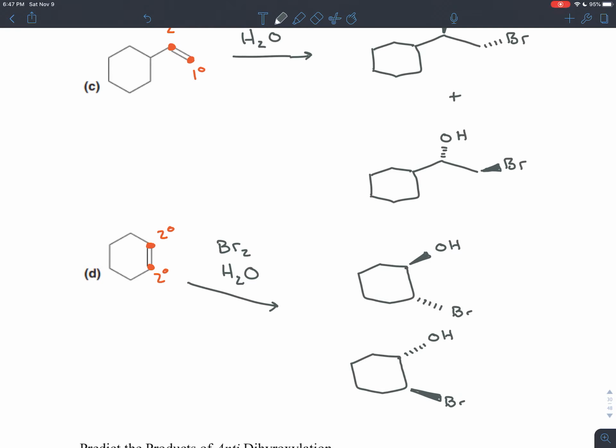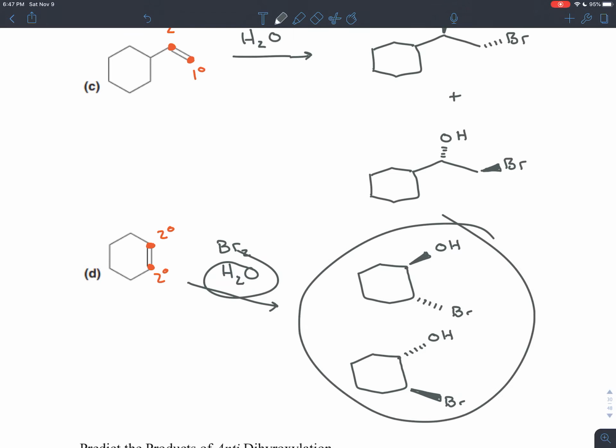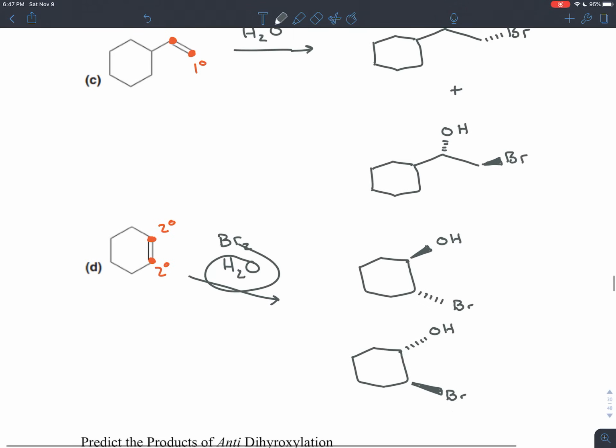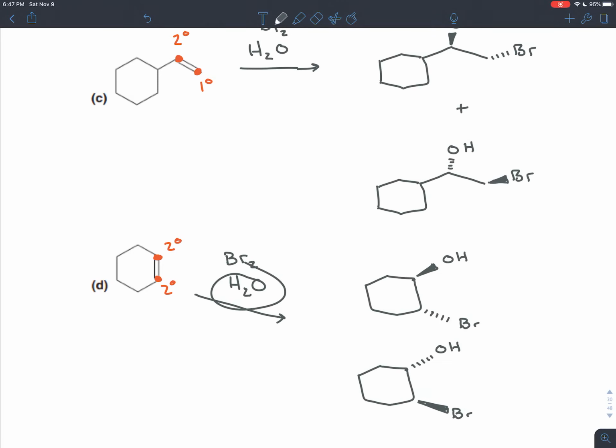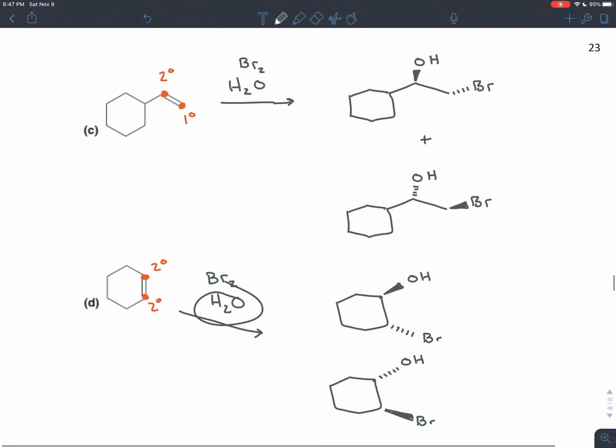And so if you did halohydrin formation with this alkene, if you added a molecular halogen and water with that alkene, you would end up with a racemic 50-50 mixture of those two enantiomers. So hopefully this gave you some help with how to approach synthesis problems that ask about halohydrin formation.